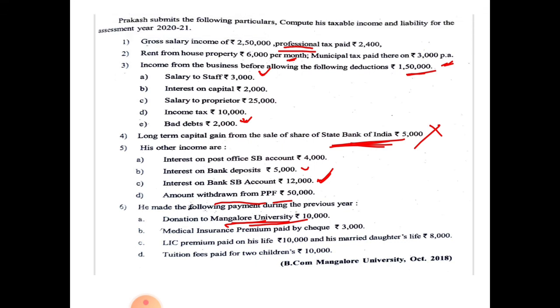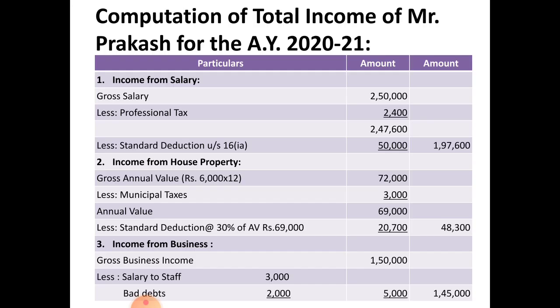So this is the information relating to Mr. Prakash. Let us solve this problem, that is, calculation of his taxable income and tax liability. As usual, you have to draw 3 columns: first one particulars and 2 amounts columns.